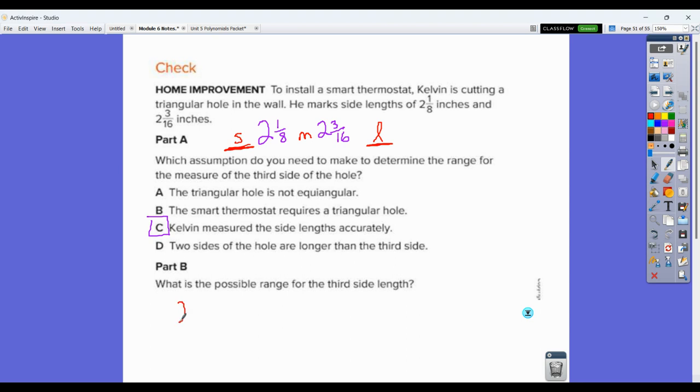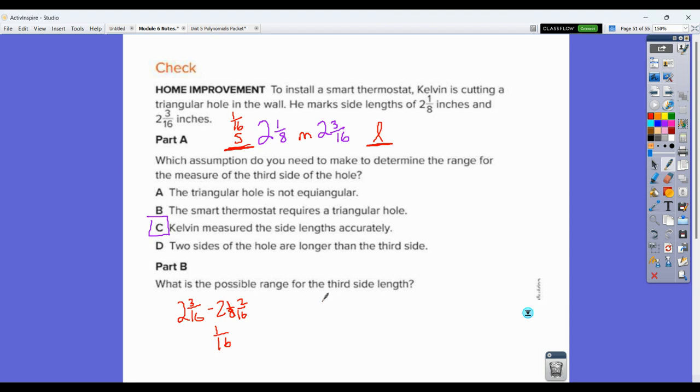So all you do is you take 2 3/16 minus 2 1/8. And I would just make this into 16ths. So this would be 2/16. So 2 minus 2 is just 0. 3/16 minus 2/16 is 1/16. So that is the smallest measure it could possibly not be, is essentially what it is. So it couldn't be 1/16 because 1/16 plus 2 1/8 is equal to 2 3/16. But this is essentially that 1/16 measure that we put here.